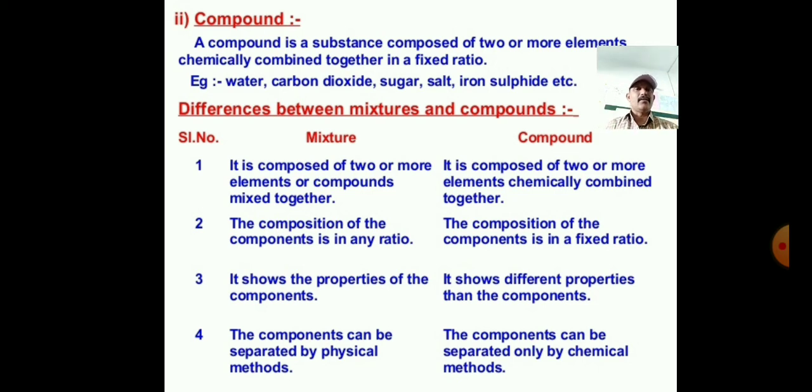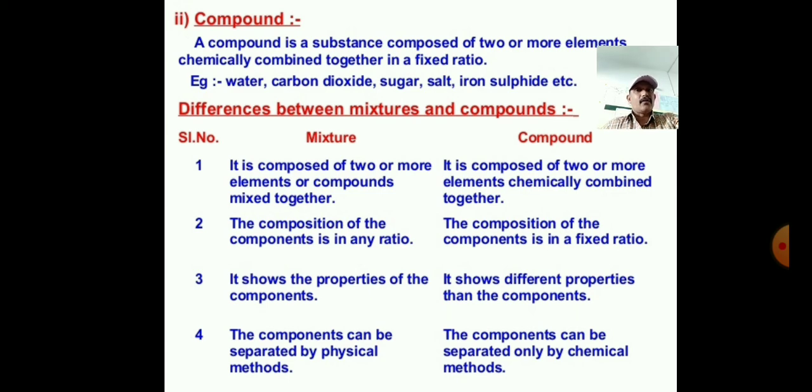The second difference is that in a mixture the composition of the components is in any ratio. So it is not in a definite ratio, whereas in compounds the composition of the components is in a fixed ratio or a definite ratio. So the main point here is that in a mixture the components are mixed together in any ratio, but in a compound the components are in a fixed or definite ratio.